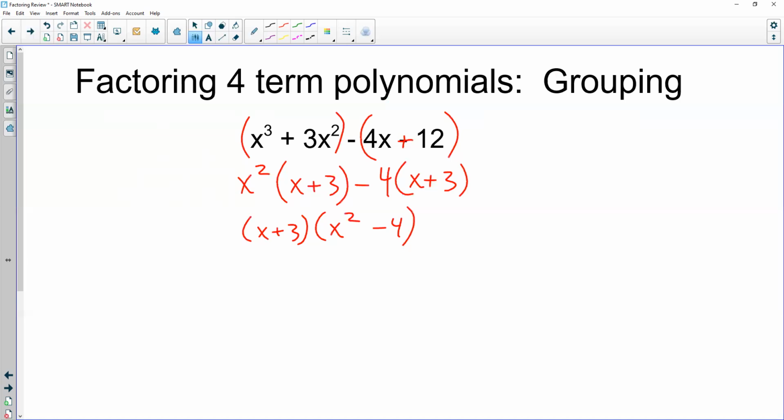We're not done yet because now in that second parenthesis, we have our difference of squares again, a pattern that we should be able to recognize and factor very quickly. So continue on, take our difference of squares, and we'll change it to x minus 2 and x plus 2. And now we have successfully factored that four-term polynomial.